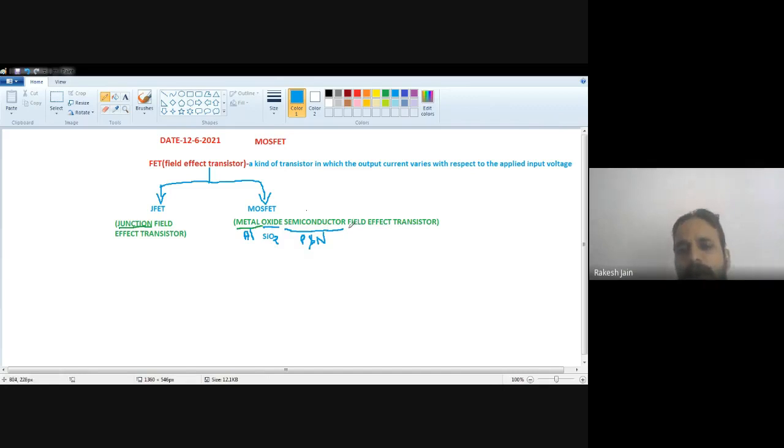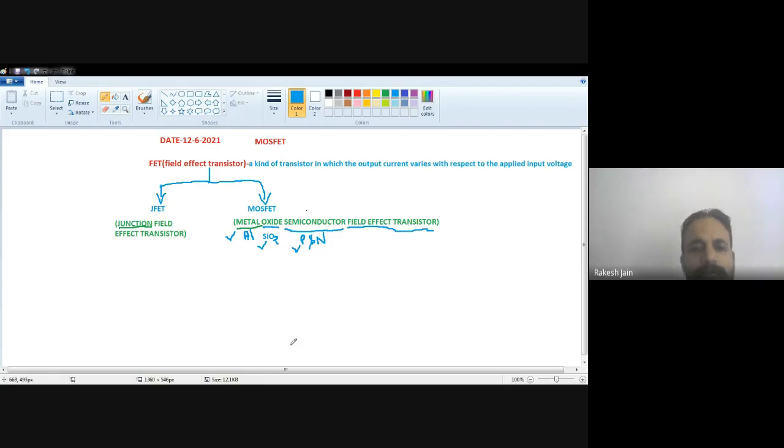And the last words are field effect transistor, because it is also a device in which the output terminal is taken out from the aluminum metallization. A silicon dioxide layer is deposited and made from the P and N type semiconductors held together. Then a device is constructed that works in a manner such that the output current of the device depends only on the applied input voltage, or we can say the output current of the device varies in accordance with the applied input voltage. That's why it is known as MOSFET, metal oxide semiconductor field effect transistor.